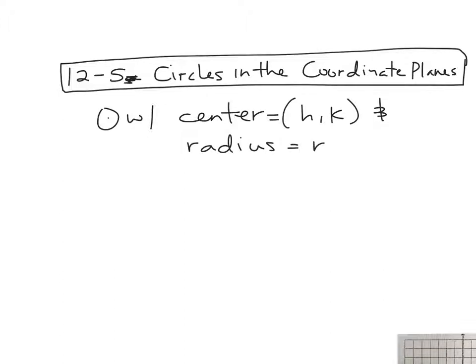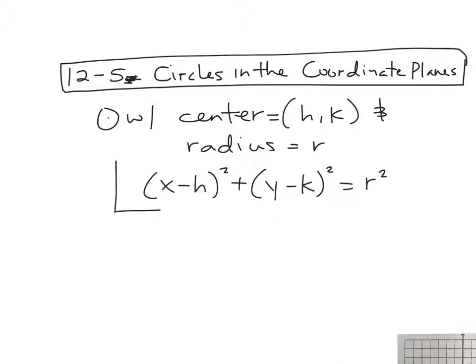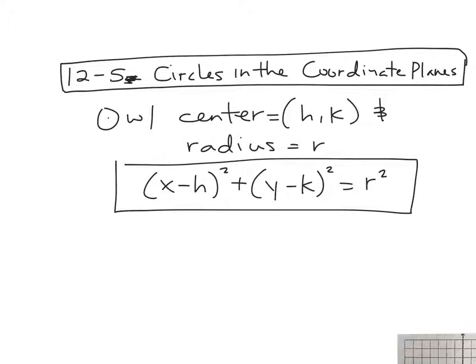If those are the variables that are going to be attached to a circle, then the equation of a circle is this. It's always going to be x minus your h value squared plus y minus your k value squared equals the radius squared. We call this the standard equation of a circle.